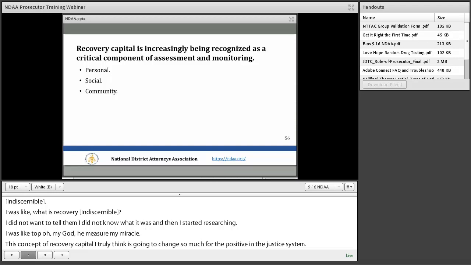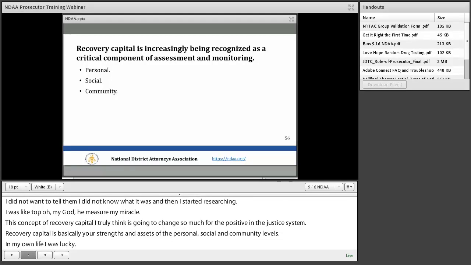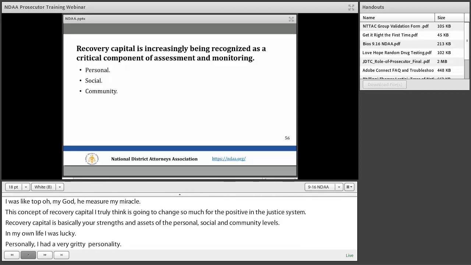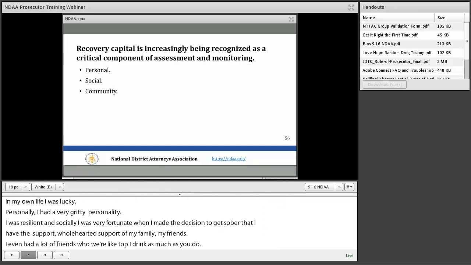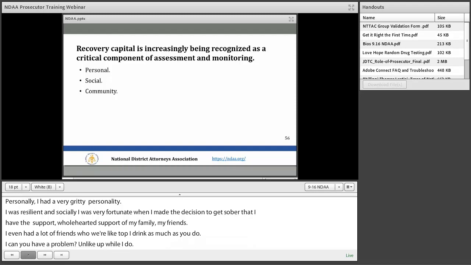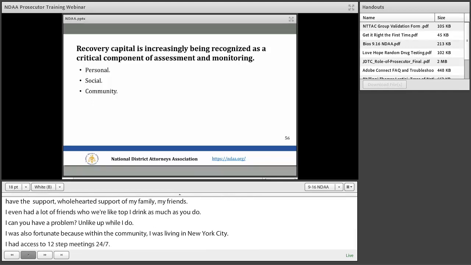And in my own life, I was lucky personally. I had a very gritty personality. I was resilient, and socially, I was very fortunate when I made the decision to get sober that I had the wholehearted support of my family, my friends. I even had a lot of friends who were like, I drink as much as you do. How can you have a problem? And I'm like, well, I don't know, maybe you want to look at it. I also was very fortunate because within the community, I was living in New York City, I had access to 12-step meetings 24/7.